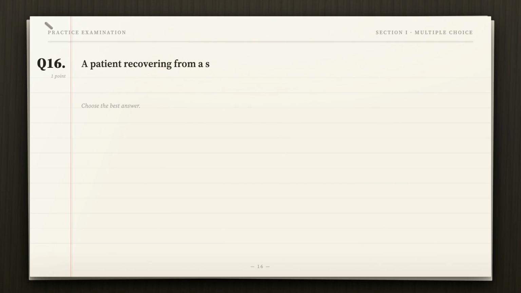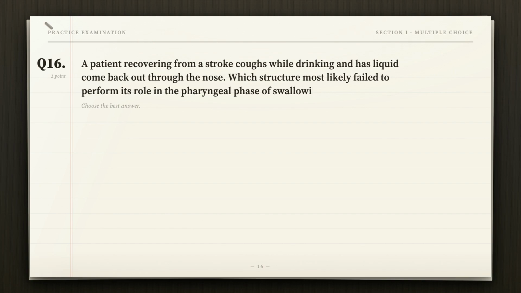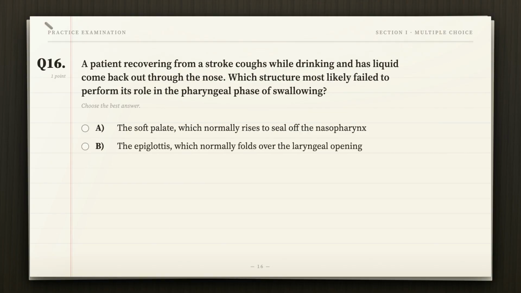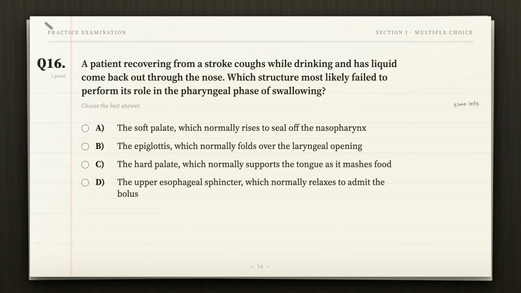Question 16. A patient recovering from a stroke coughs while drinking and has liquid come back out through the nose. Which structure most likely failed to perform its role in the pharyngeal phase of swallowing? Your options are A. The soft palate, which normally rises to seal off the nasopharynx. B. The epiglottis, which normally folds over the laryngeal opening. C. The hard palate, which normally supports the tongue as it mashes food. D. The upper esophageal sphincter, which normally relaxes to admit the bolus. Got a guess? Lock it in.